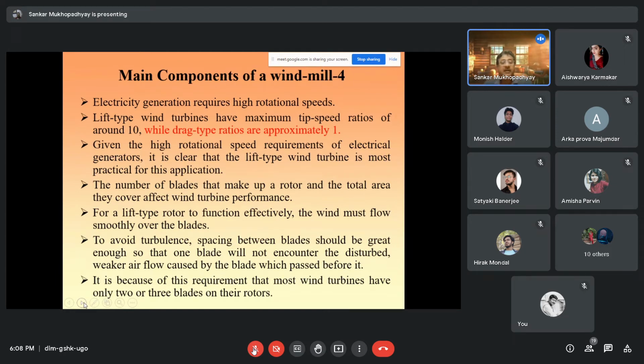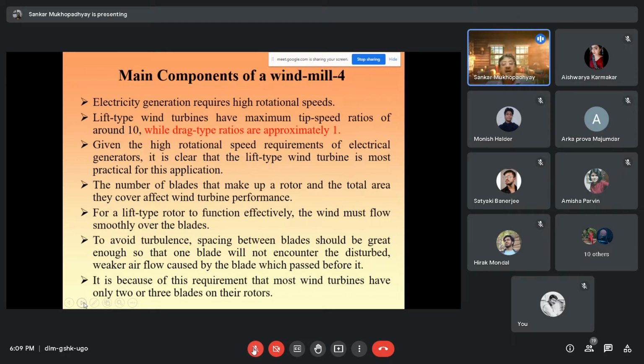Given that, one question may come: why is tip speed ratio important? Try to give a logical answer on that. Given the high rotational speed requirements of electrical generators, it is clear that lift type wind turbines are most practical for this application.